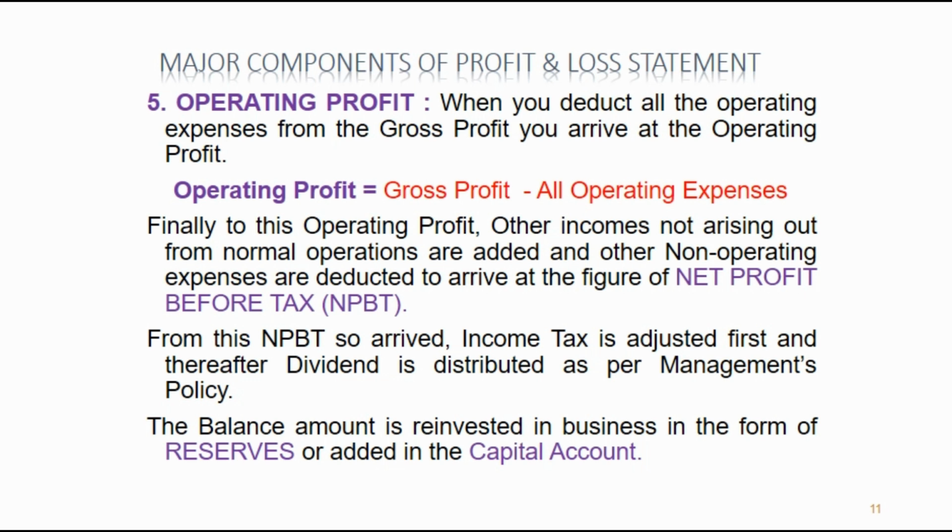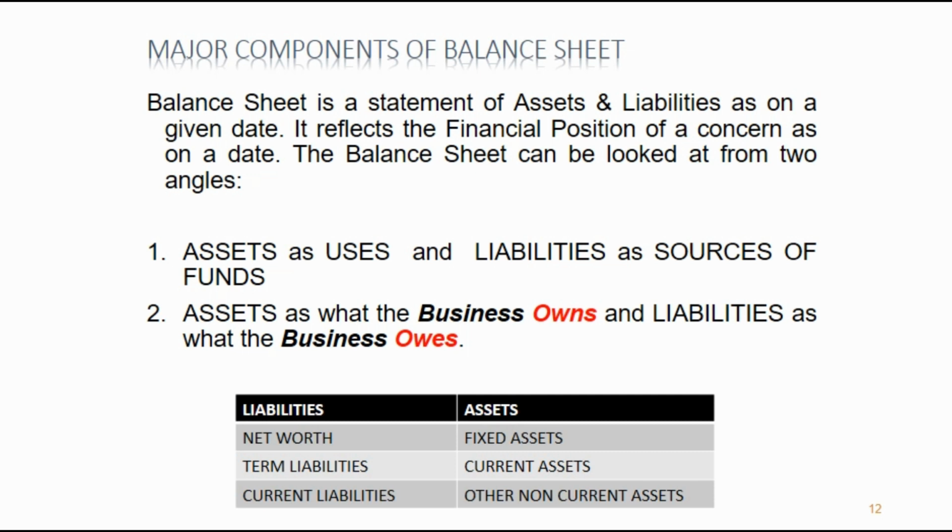Now, operating profit: when you deduct all the operating expenses from the gross profit, you arrive at the operating profit. Now, operating profit is gross profit minus all operating expenses. Now, finally, to this operating profit, other incomes not arising from normal operations are added and other non-operating expenses are deducted to arrive at the figure of net profit before tax. Now, the balance amount is reinvested in business in the form of reserves or added to the capital account.